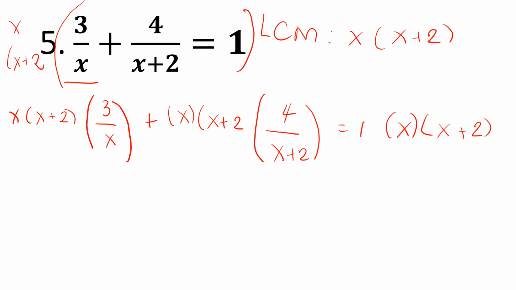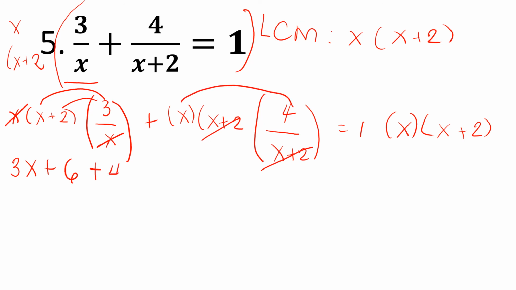First term, we are going to simply cancel the x, then multiply this 3 to x and 2. So we're going to have 3x plus 6. 3 times x, 3x. 3 times 2 is 6. Plus, cancel the x plus 2. Then 4 times x, that is 4x, equals 1 times x, which is x. So x times x is simply x squared. x times 2 is 2x.